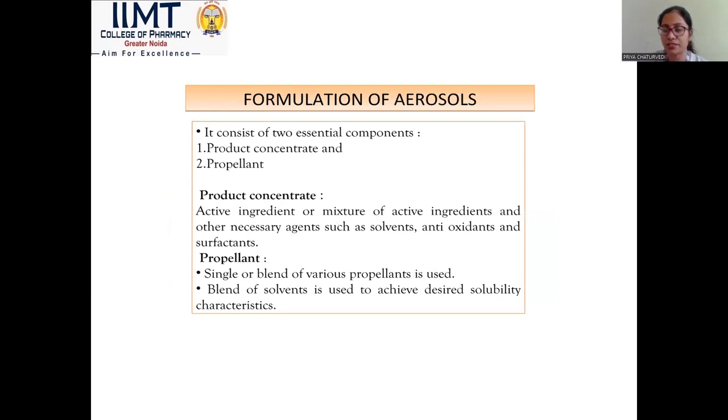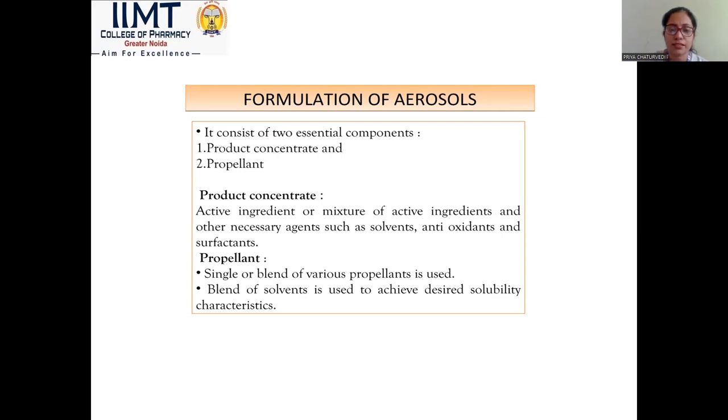Now coming to the next topic, formulation of aerosols. The formulation of aerosols basically consists of two essential components. One is the product concentrate and second is the propellant. Now, what is product concentrate? The active ingredients or the mixture of active ingredients and other necessary agents such as the solvents, the antioxidants and the surfactants. They are the product concentrate.